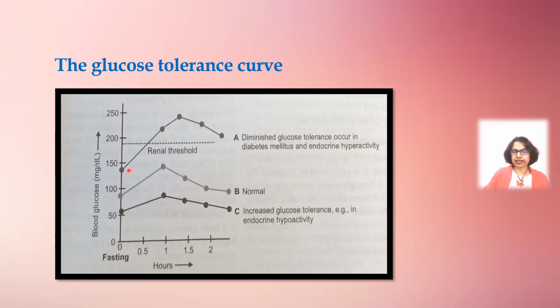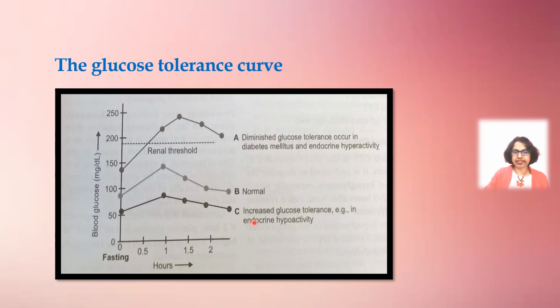Then the second picture, B, denotes normal. It rises suddenly, after that it gradually slows down, and it shows a normal, flat curve.